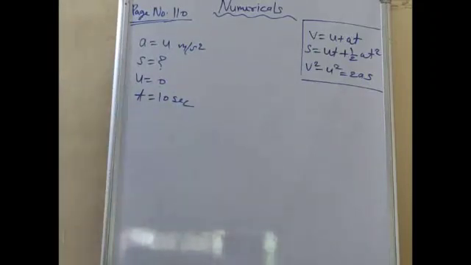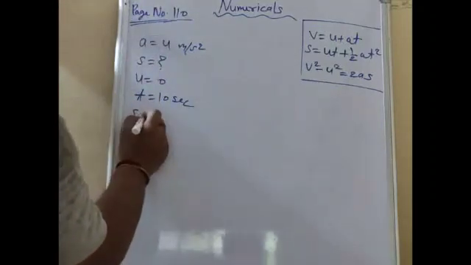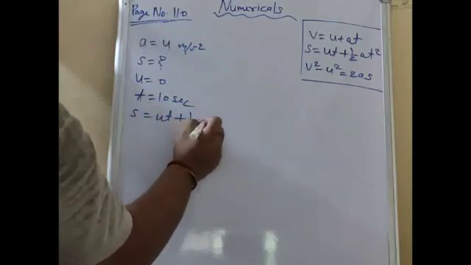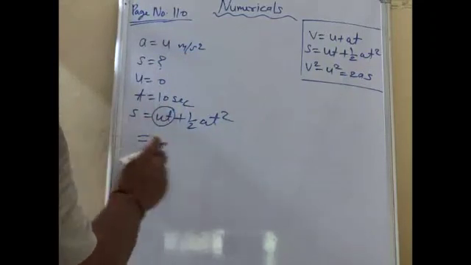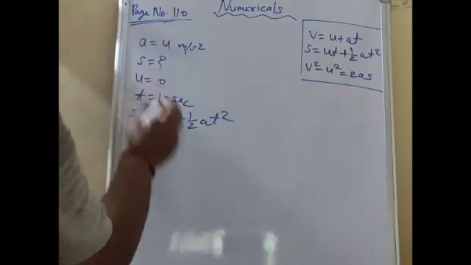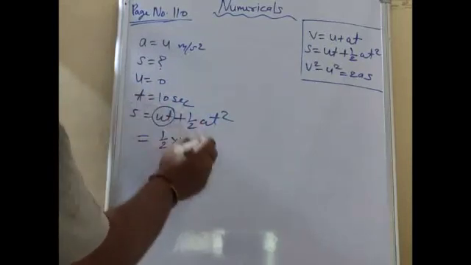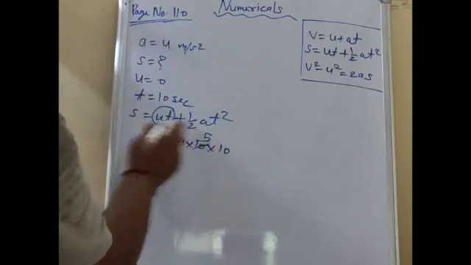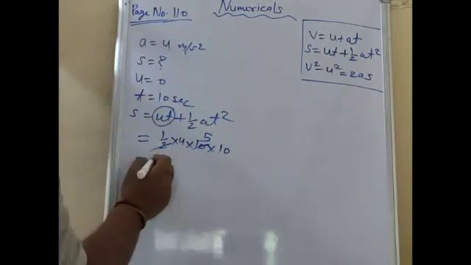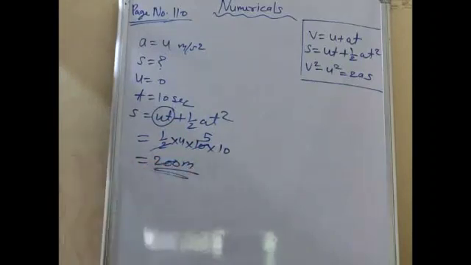Now you have to find s. You have u, t and a, but you do not have v. So without v you can use the second formula because there is no requirement of v. S is equal to ut plus half at square. U is 0, so that part is over. So half a is 4, t square means 10 into 10. 2 5s are 10, 5 4s are 20, 20 10s are 200. So the distance is 200 meter. Understood beta? Now the last question.